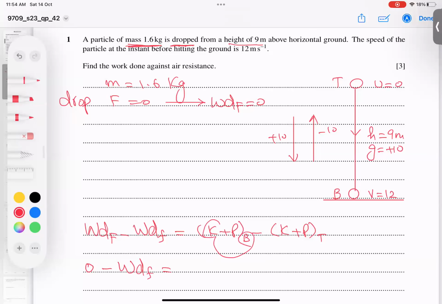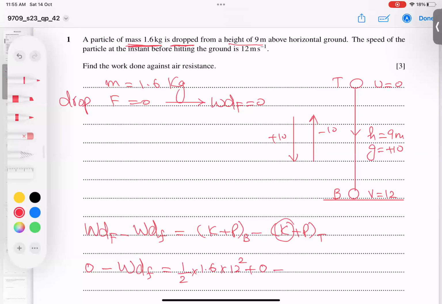Kinetic energy at B, at this moment, I can plug in directly: half mv square, 1.6, v is 12, sorry, 12 square. And what is potential energy at B for bottom? Because it is just about to hit, the height is zero, and the formula is mgh. If height is zero, this becomes zero, so this is gone. I hope you got it.